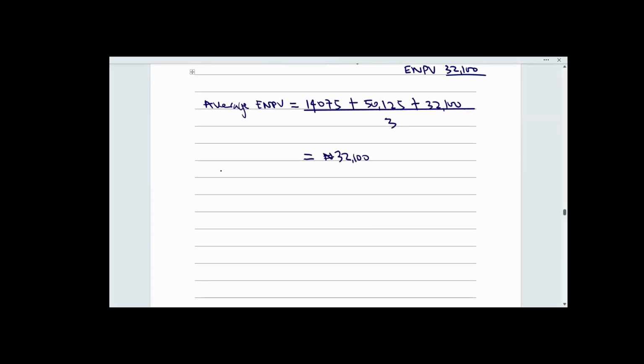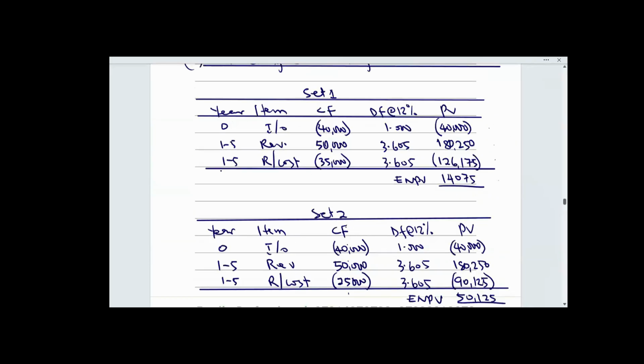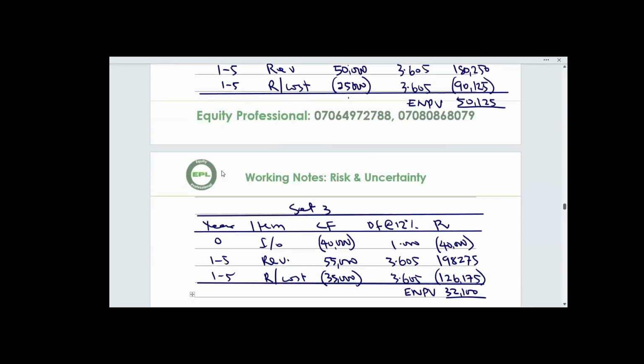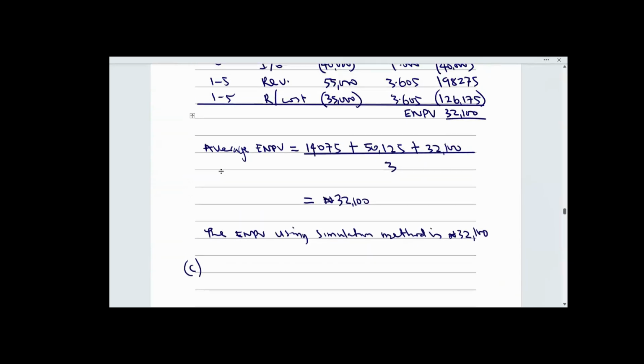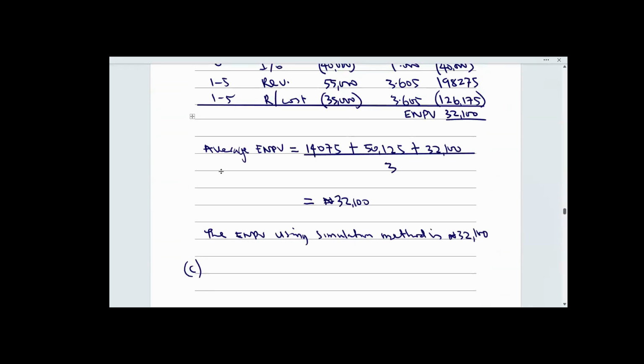You can then say the expected net present value using the simulation method is 32,100. The number C requirement of the question: the examiner is asking that we should explain briefly why the NPV calculated in A is different from the NPV calculated in B.